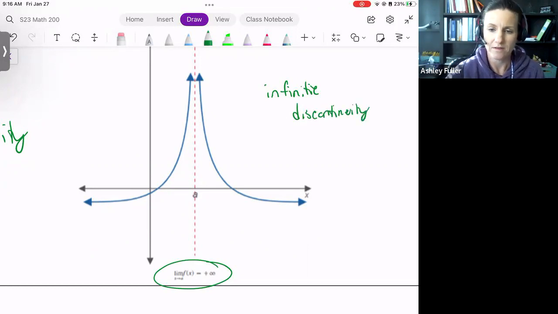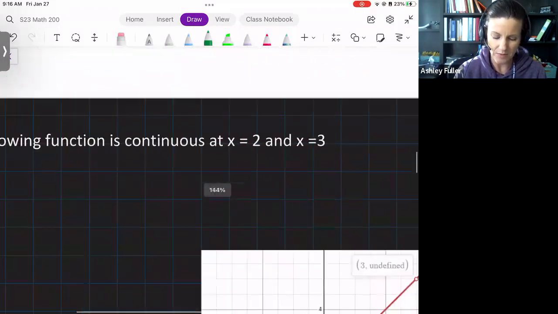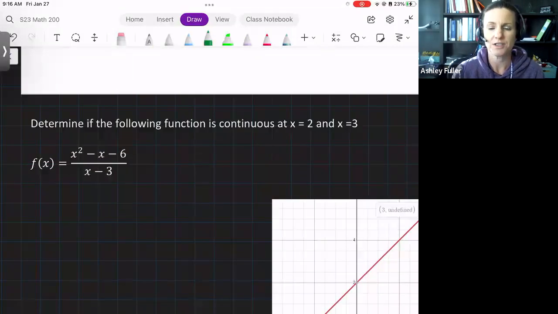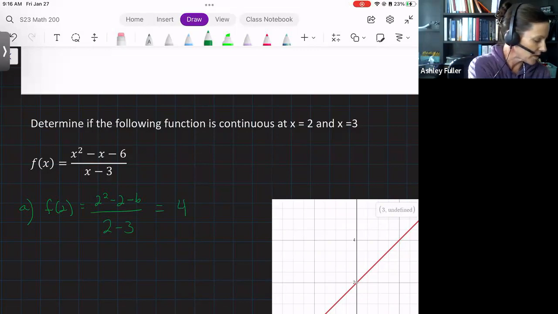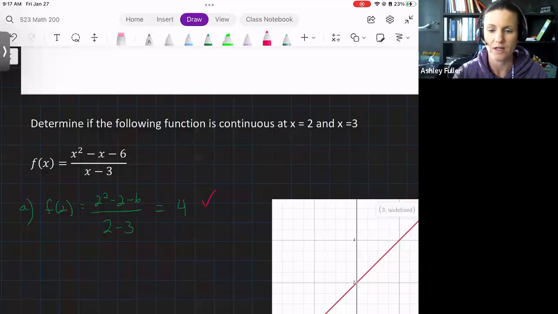One of the other things we want to be able to do is prove if the function is continuous. So let's consider an example here. We want to determine if the following function is continuous at x equals 2 and at x equals 3. To do this, we need to show the value of the function, and we need to show that the limit exists and is equal to the value of the function. So let's start with 2. If I plug in f of 2 into this function, I get 2 squared minus 2 minus 6 over 2 minus 3, which gives me a value of 4 for the function. So in other words, we can say that f of A exists, meeting criteria 1.